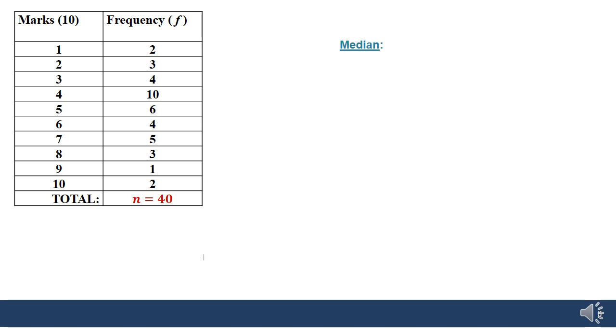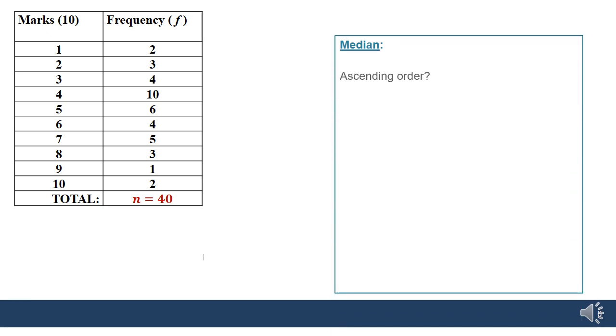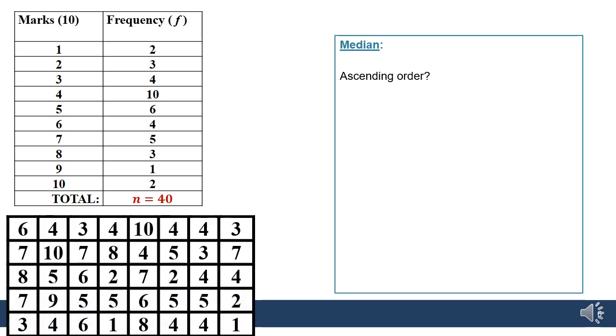Now for median. There were 40 values in that table, and here's the table again. Is it worth my time to write these values in ascending order, knowing that with 40 values, there's a possibility that I'll make a mistake? Instead of writing them in ascending order, I'm going to use my frequency table, because the frequency table already has the values in ascending order. I have 2 number 1s. I have 3 number 2s, and on and on. So just by grouping it this way, I've put them in ascending order already.